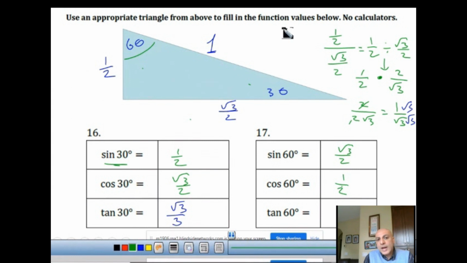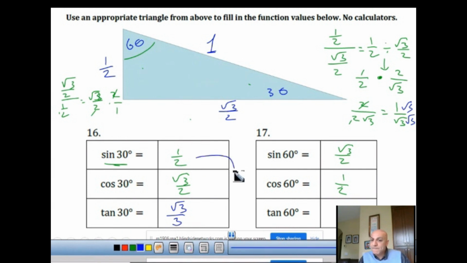Tangent of 60 is going to be opposite, which is this guy, square root of 3 over 2 divided by 1/2. So you're just going to have to do the same thing here. Square root of 3 over 2 times 2 over 1. Chop, chop. That's going to leave you with square root of 3 at the top. Square root of 3 at the top is perfect. There's nothing wrong with that. Square root of 3.